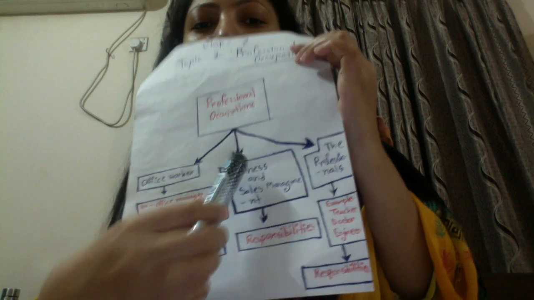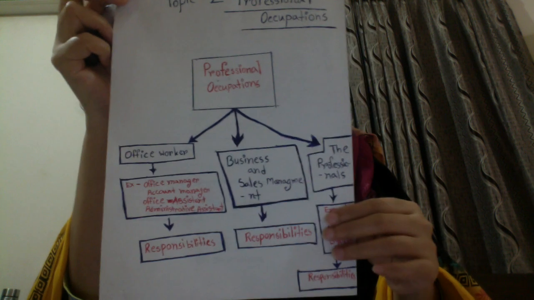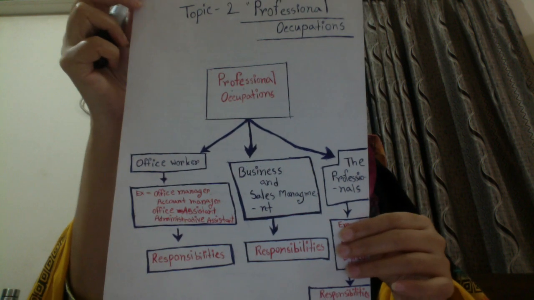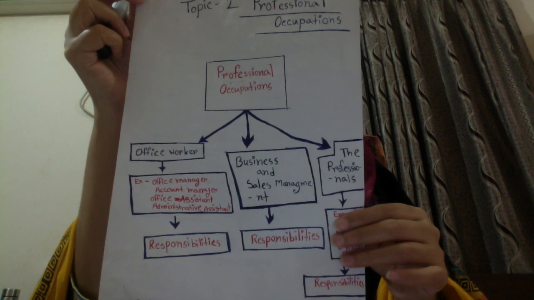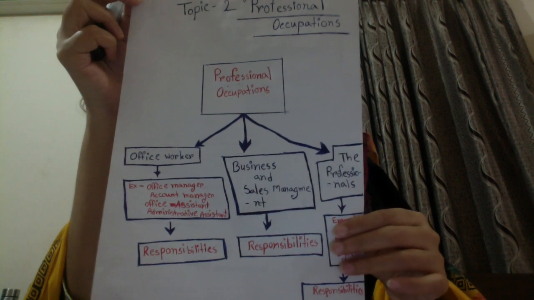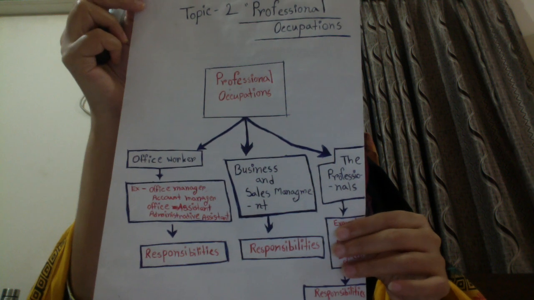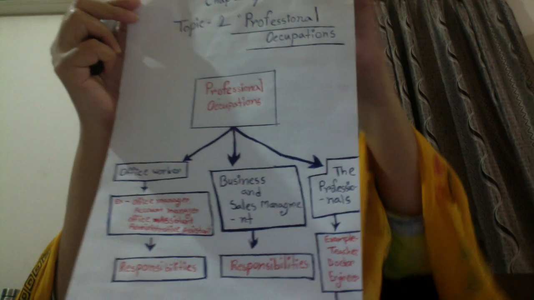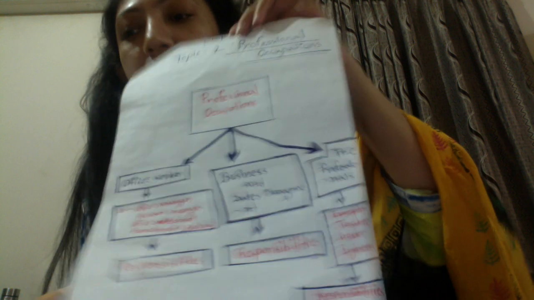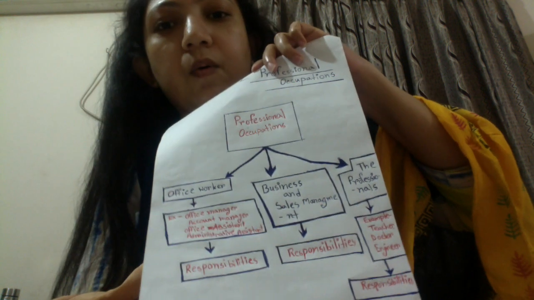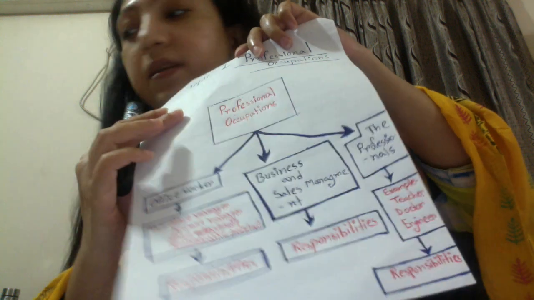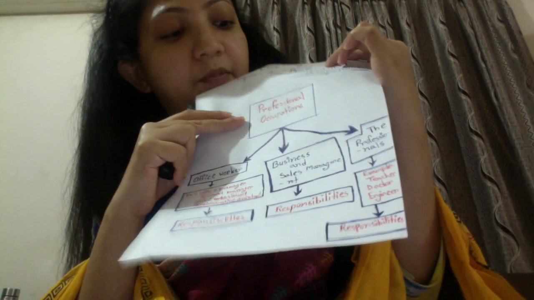Look, the term professional occupation refers to anyone who earns their living from performing an activity that requires a certain type of education, skill or training. This is called the professional occupations. What is called professional occupations? Again, I'm telling you again, the professional occupations.